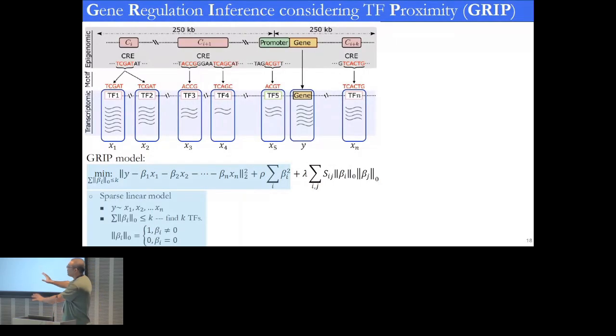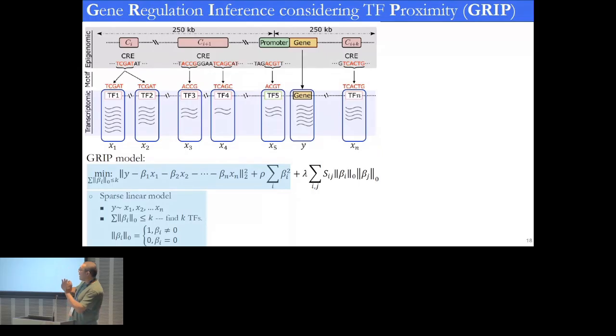It has two parts. The first part is just a sparse linear model. Recall Y represents the expression of the target gene, and X1 to Xn represent the expression of the transcription factor candidates. We're trying to build a linear model and use an L0 norm to induce sparsity, to identify the K most important transcription factors for the target gene. The definition of the L0 norm is here.